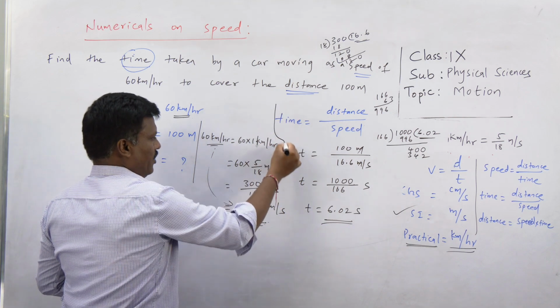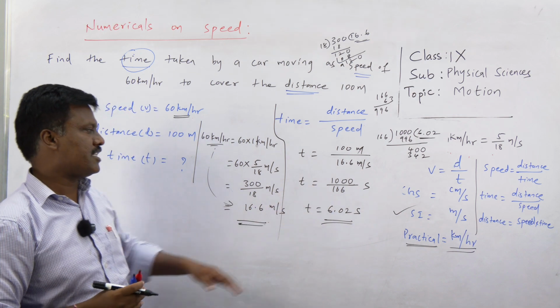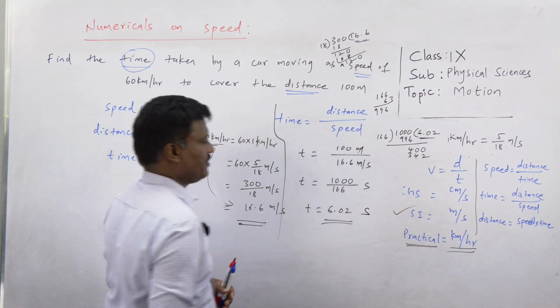So finally, what is the time taken by the car? 6.02 seconds, right? 6.02 seconds. Note down this problem.